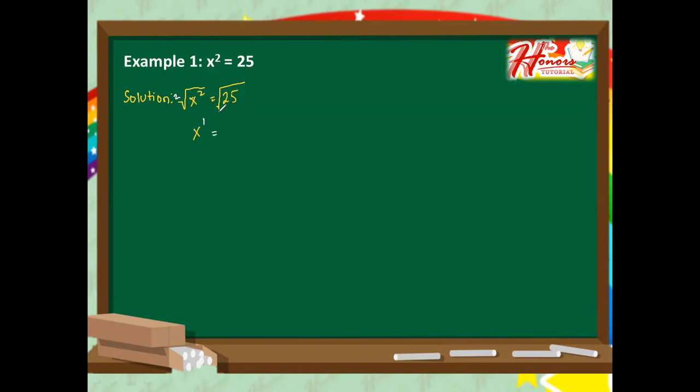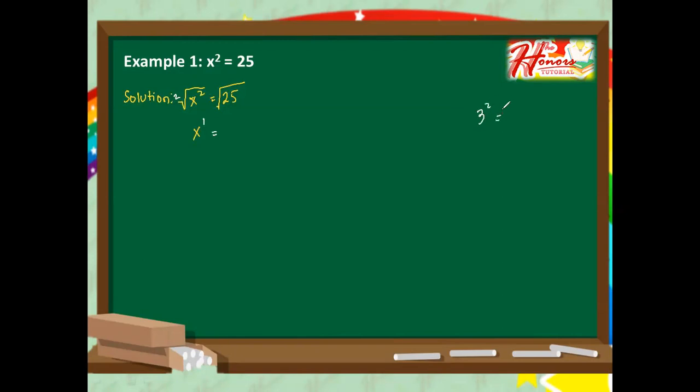Next, copy the equal sign here. Square root of 25. Without having the calculator, how are we going to solve for it? Think of a number that when you square it or raise it to 2, the answer is 25. I will show you some examples. For example, I use 3. Then I square it.